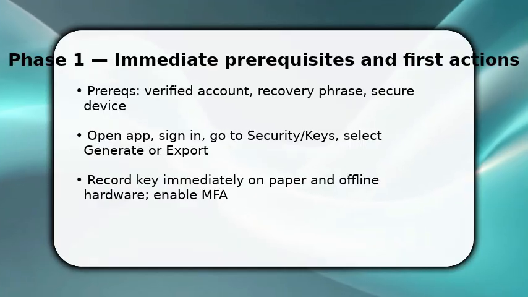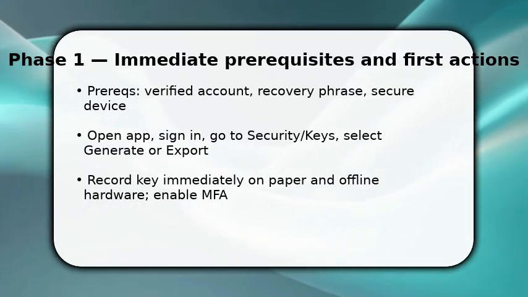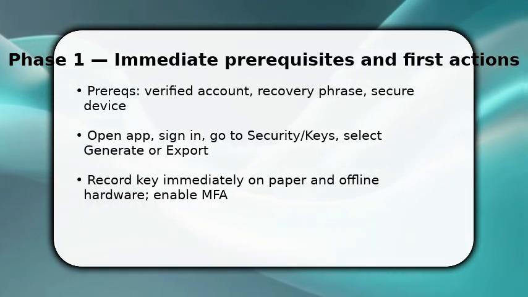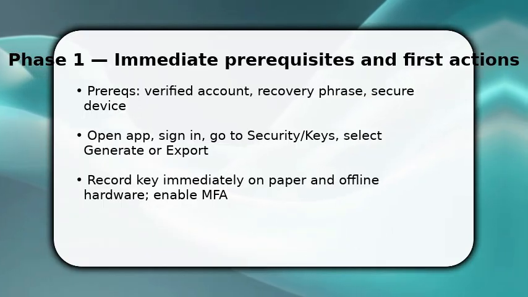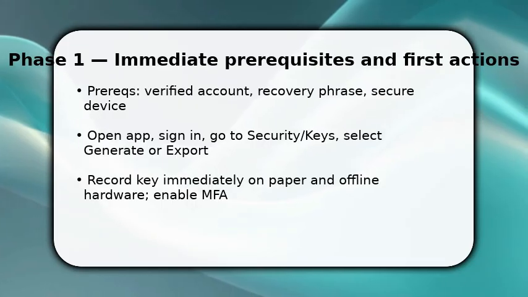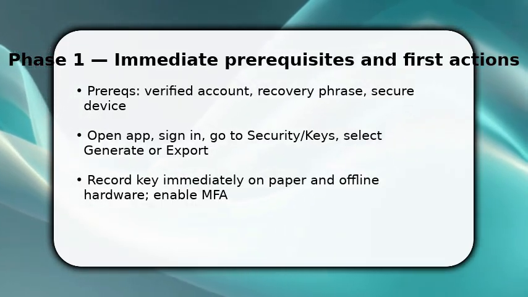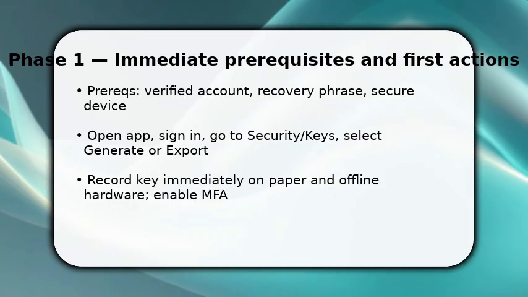You need 3 prerequisites: a verified account, recovery phrase backup, and secure device. First, open the Vault app and sign in, then confirm device integrity by checking for updates and using a trusted network. Once logged in, navigate to Security or Keys, look for Generate or Export. Click Generate to create the Vault key.